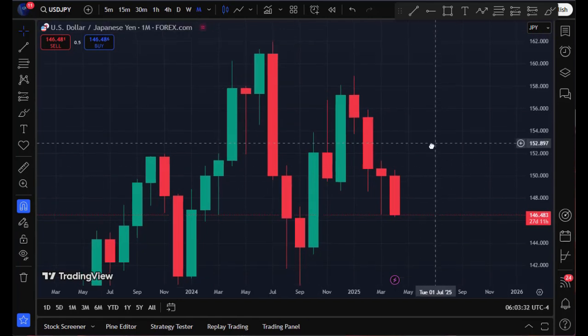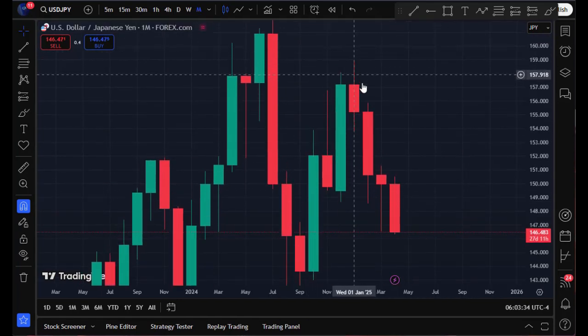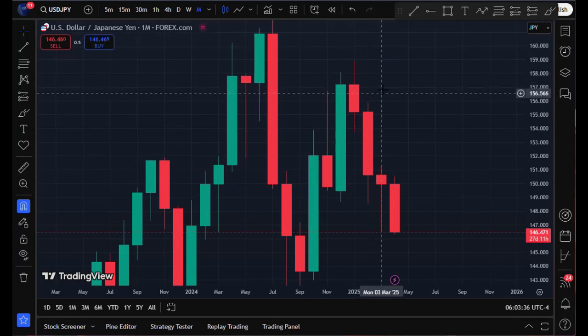All right, so basically when you start from the monthly time frame or the weekly time frame, all you are simply looking at is where the market is coming from and where it is going, to understand the broader perspective of that particular asset or that currency pair you want to trade.